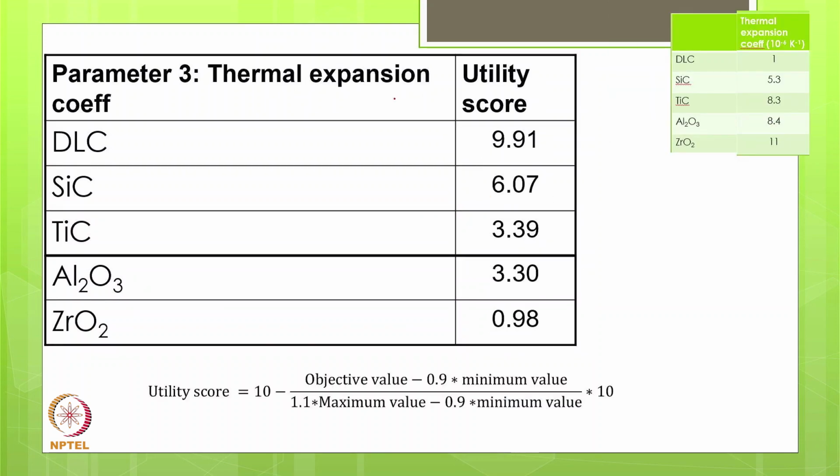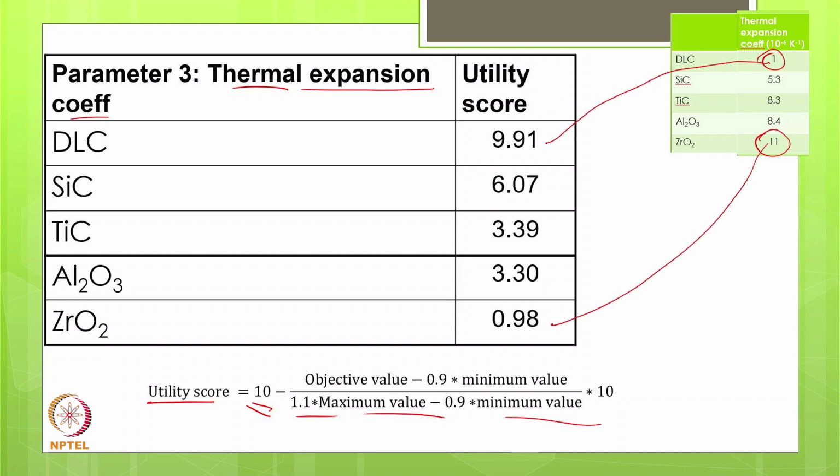Now the third one, thermal expansion, where we record a lesser value. So this is a negative side. For that purpose we use the utility score as 10 minus this score. Here we want to subtract. So in this case, for thermal expansion we require the minimum. We find DLC has the minimum thermal expansion and zirconium oxide has the maximum. Because it has the maximum thermal expansion, it is getting the lowest number. The DLC has the minimum thermal expansion, so it's getting the highest number.